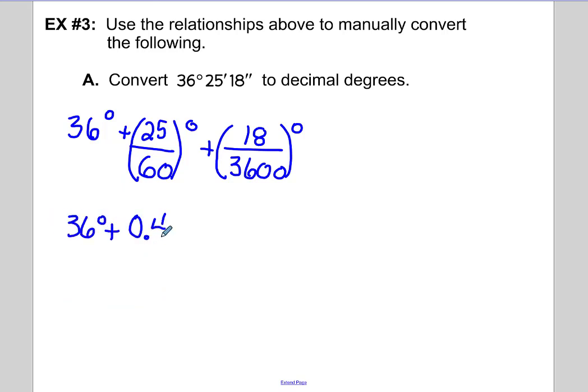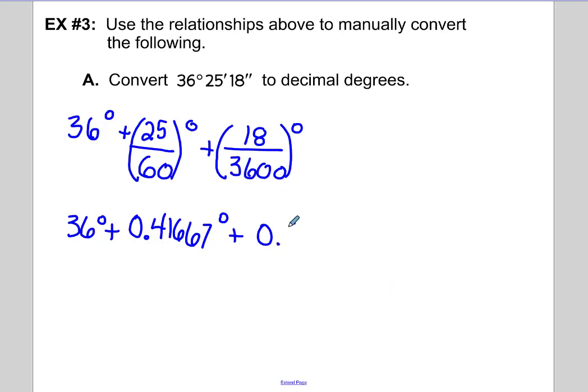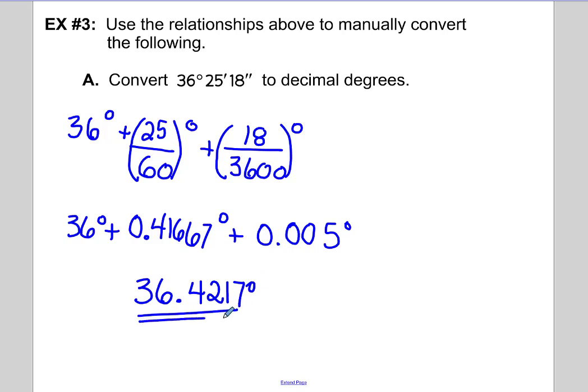So we got 36 degrees plus 0.416 repeating degrees, and then 18 out of 3,600, 18 divided by 3,600 seconds is another 0.005 of a degree. So if we add these up, we'll find that 36 degrees, 25 minutes, 18 seconds is roughly 36.4217 degrees. This is called decimal degrees. This is called degrees, minutes, and seconds.